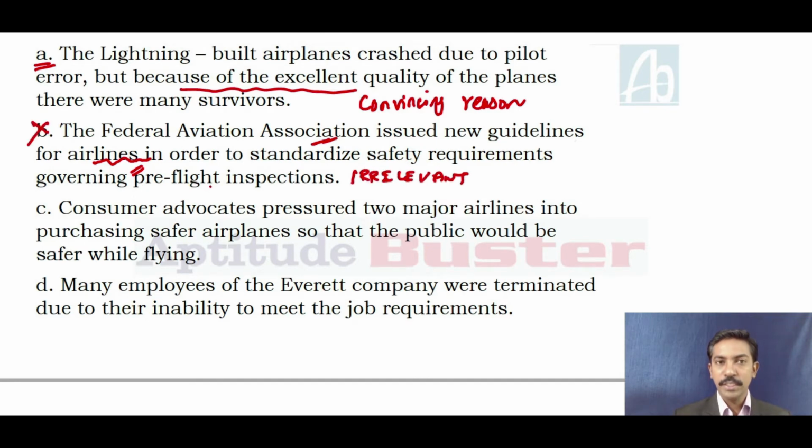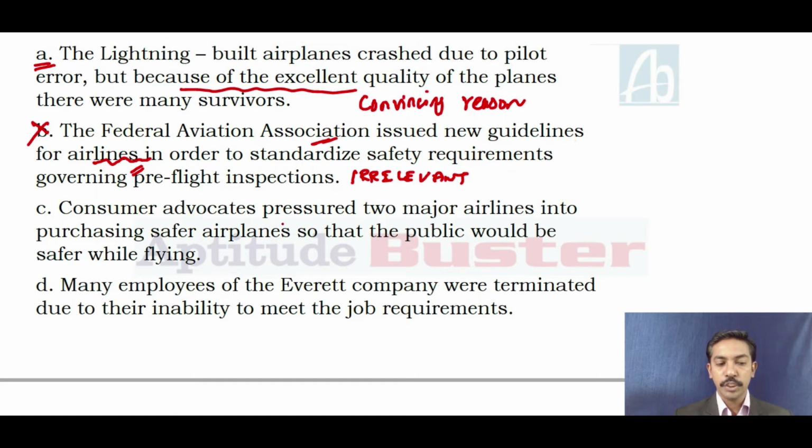The entire question is about a particular decision of a particular company to buy a model. That has nothing to do with the aviation association, or with the guidelines that have to be followed by airlines. Look at option C.